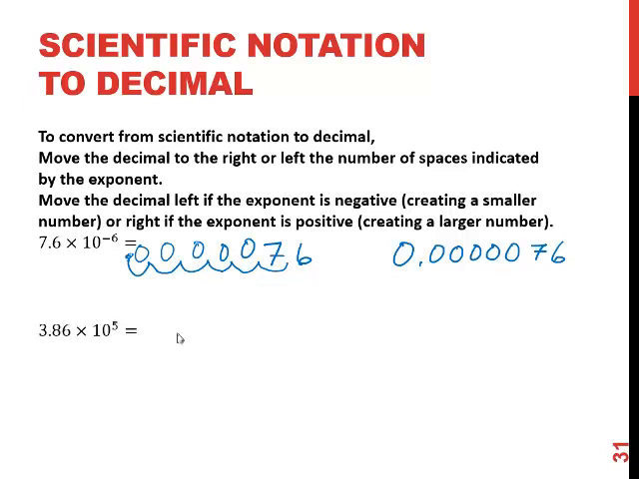3.86 times 10 to the 5th. Again, I've got 3.86. I need to move the decimal 5 places to the right. 1, 2, 3, 4, 5. So that's where my decimal is going to go. I need some zeros to fill in gaps. And so my final answer is 386,000.